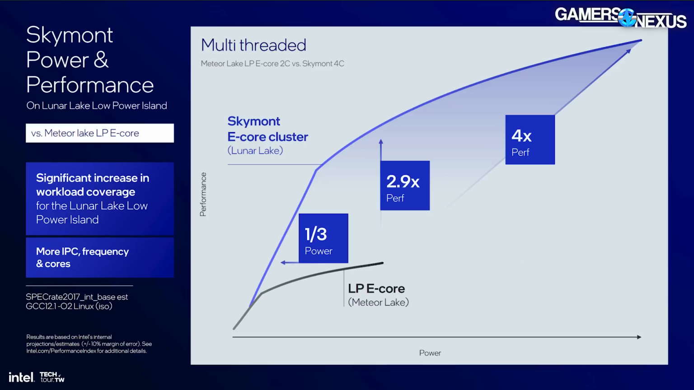Moving to multi-thread, Intel says total performance uplift on the low power island is heavily increased due to 2 things. The cores are faster, and the increase from 2 to 4 E-cores per cluster also contributes. Integer performance is again 1/3 the power at the same performance, 2.9x more performance at the same power, 4x more performance at the top end, using much more power.